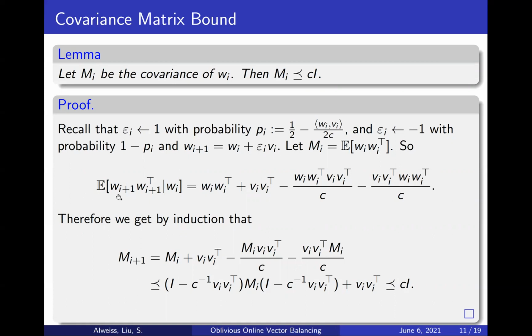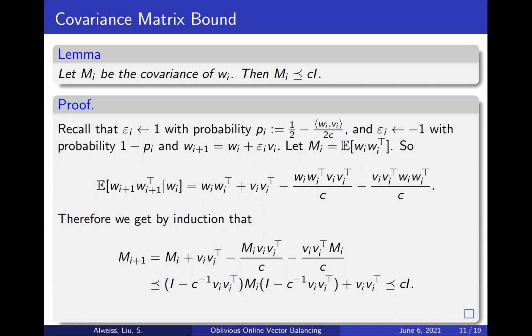So then the expectation of Wi plus 1 Wi plus 1 transpose given Wi is equal to Wi Wi transpose plus Vi Vi transpose minus Wi Vi transpose over c minus Vi Wi transpose over c. So this is just applying the previous formula plus expanding. And it turns out that if you just do some basic inequalities, and now you re-average over Wi, you can prove that Mi plus 1 is upper bounded by c times I, given that Mi is bounded by c times I. And so that completes the proof of the covariance bound.